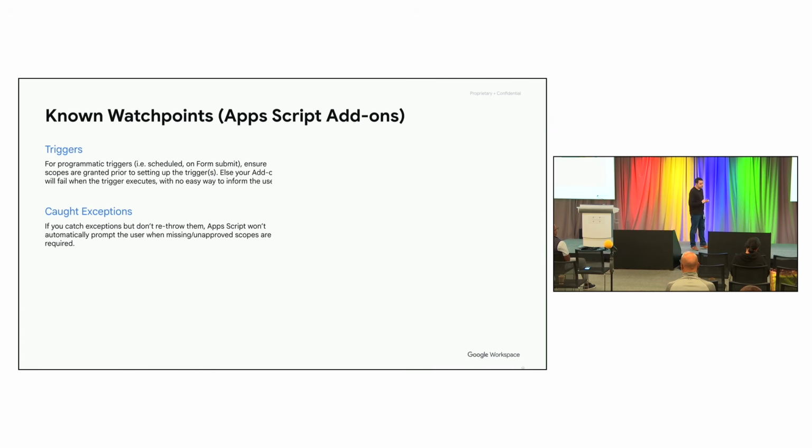That's recommended. And as mentioned, and this is just for AppScript, if you catch exceptions and you're relying on the do nothing method, you might want to consider changing that or at least rethrowing them to the top level so that the runtime can catch that and it can notify the user that they need to grant permission.